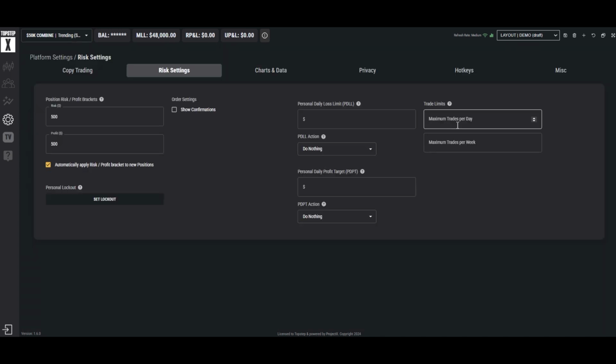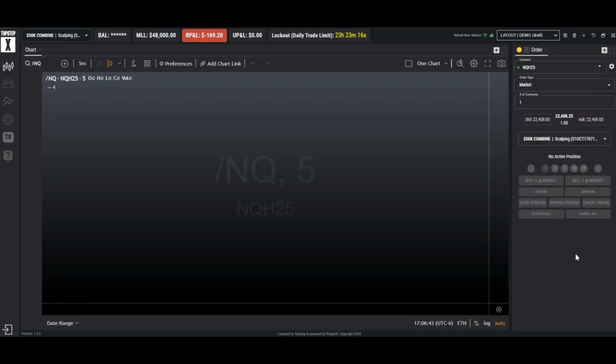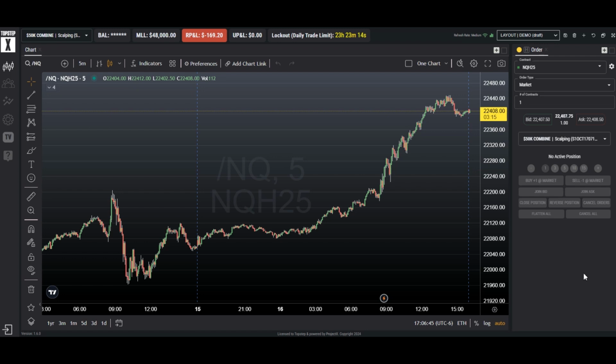When we go back into settings, we will need to reset the number of trades maximum per day or per week for the account we are working with. Notice this is already finished and it tells us that we have reached our max for the day and that we are locked out. This is a great feature to help you avoid situations where you may overtrade when you really don't want to.